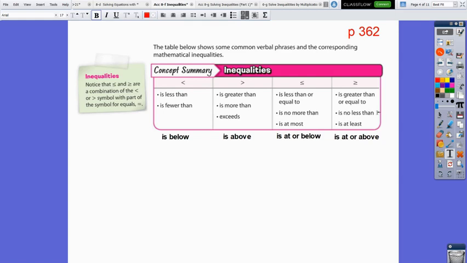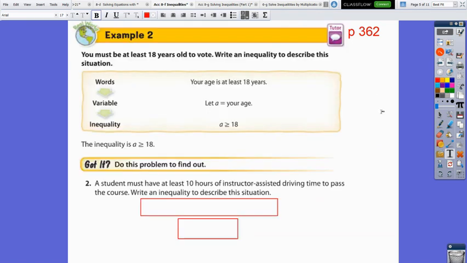Same thing for "is no less than," or "is at most," or "is at least." At most and at least, those include the boundary value. Same thing for "is at or below." Like for temperature, the temperature is at or below 32 degrees. 32 degrees is okay, and so is anything less than 32 degrees. That would be a less than or equal to symbol, okay? So these are worth a little bit of practice.